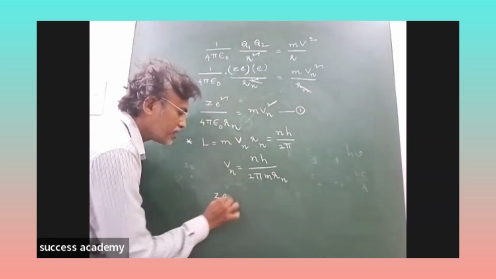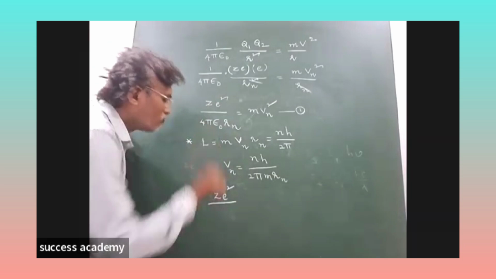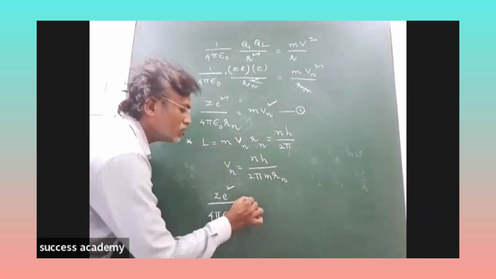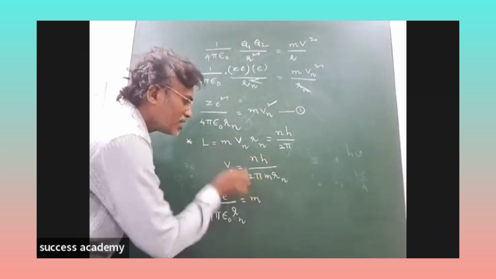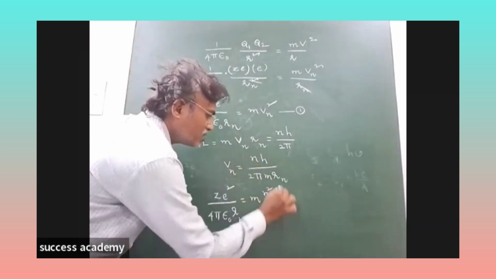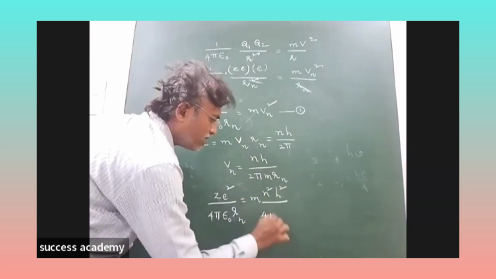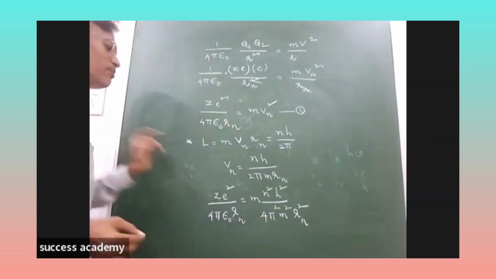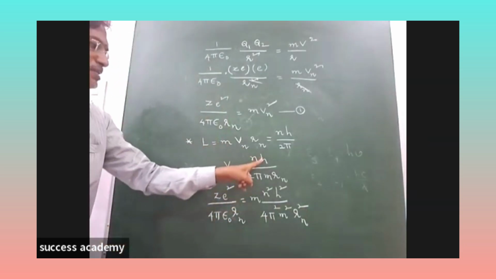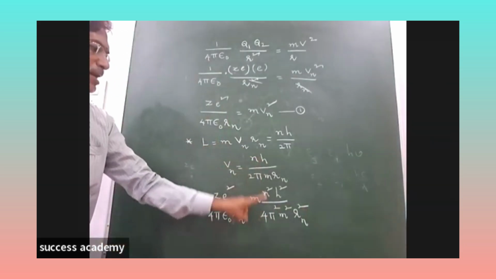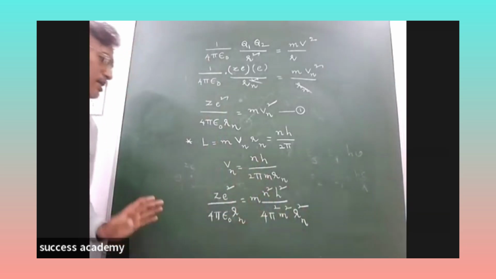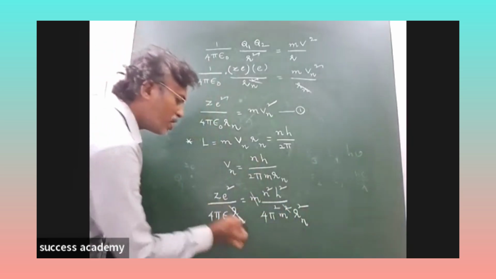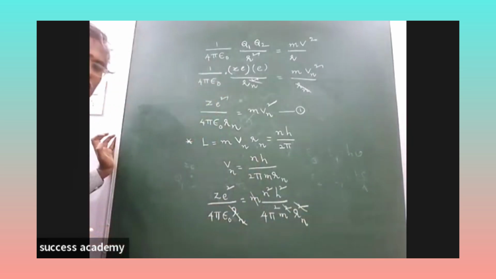Z E square by 4 pi epsilon naught Rn is equal to m Vn square. Take the square of this. N square h square by 4 pi square m square Rn square. Everything must be squared. N square h square by 2 square, nothing but 4 pi square m square Rn square. Now one m gets cancelled, one Rn gets cancelled.